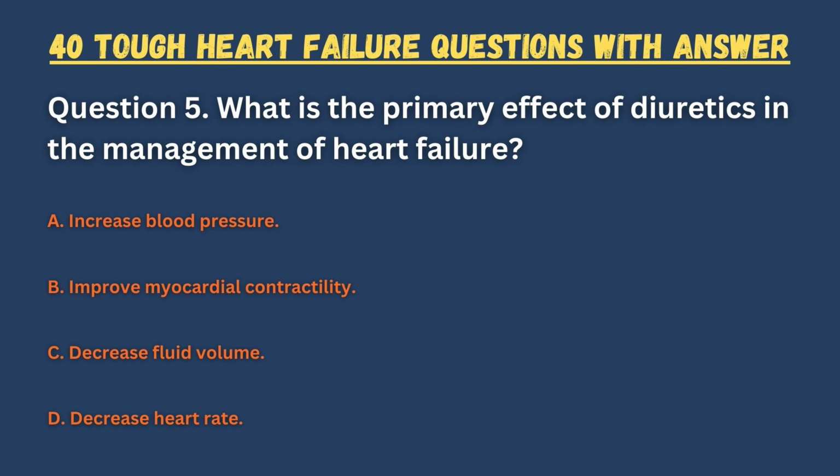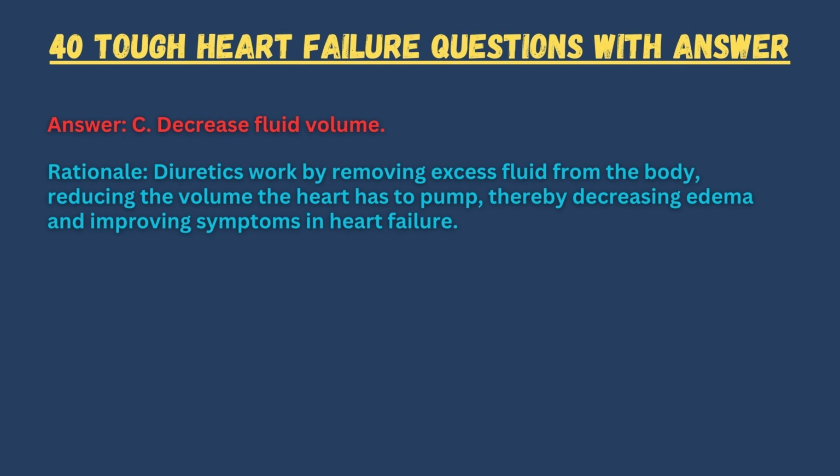Question 5. What is the primary effect of diuretics in the management of heart failure? A. Increase blood pressure. B. Improve myocardial contractility. C. Decrease fluid volume. D. Decrease heart rate. Answer: C. Decrease fluid volume. Rationale: diuretics work by removing excess fluid from the body, reducing the volume the heart has to pump, thereby decreasing edema and improving symptoms in heart failure.